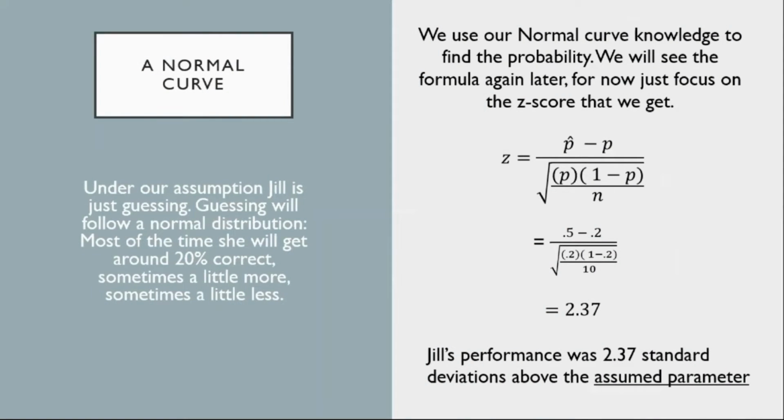Since our assumption is that Jill's guessing, her guessing will actually follow a normal distribution. More on this in a second. So we can calculate a standard score for this. Again, I'm showing this here. Go back and watch this after we finish the video. I don't want to focus too much right now on where these numbers are coming from. But Jill's performance was 2.3 standard deviations above my assumed parameter.